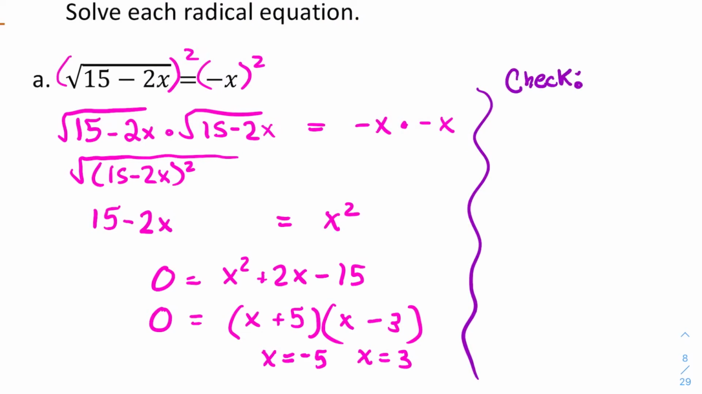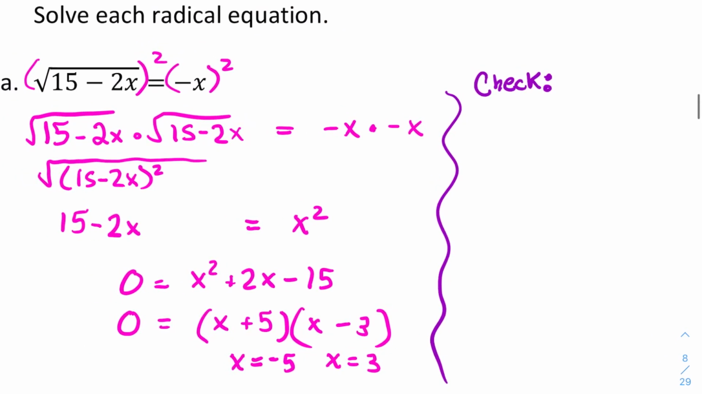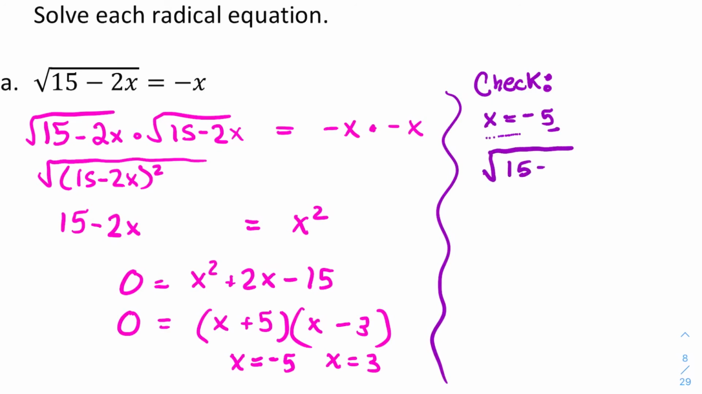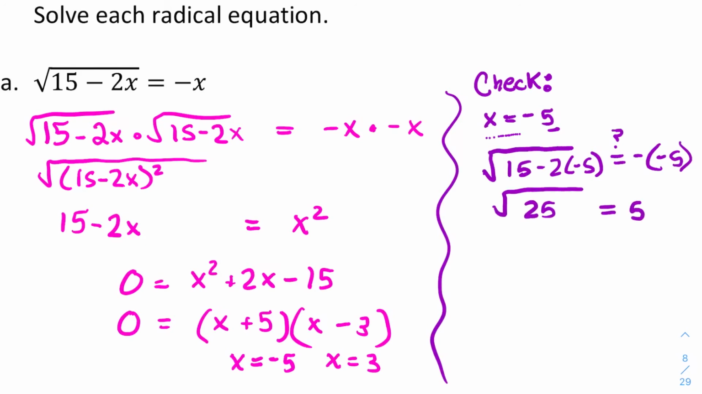So go back to your original equation before you squared both sides, back to the very original, and plug those in one at a time and check it. So if x equals negative 5, we're going to have square root of 15 minus 2 times negative 5, and we're trying to see if that equals the same thing as what I have on the right. Well, that's square root of 25 equals 5. That is a true statement. x equals negative 5 works fine.